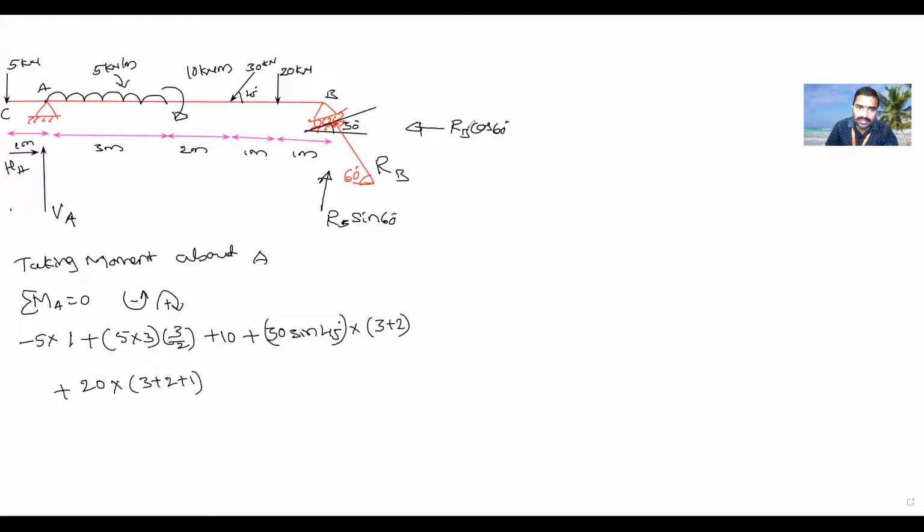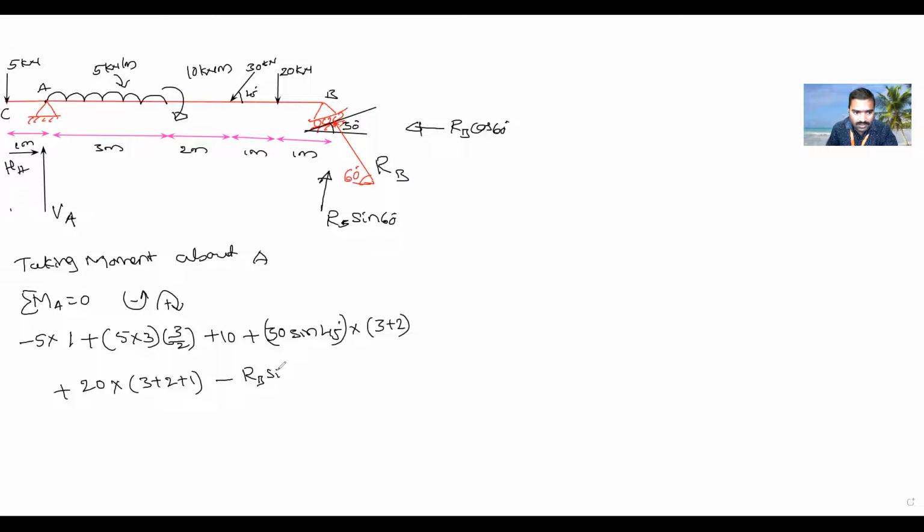In this RB, there is one X component and one Y component. This horizontal component is passing through the A. Is it producing any movement? No. Then coming to the vertical component. So vertical component is rotating in a clockwise or anti-clockwise? Anti-clockwise. That is minus RB sin 60.